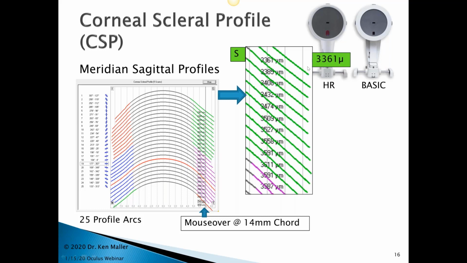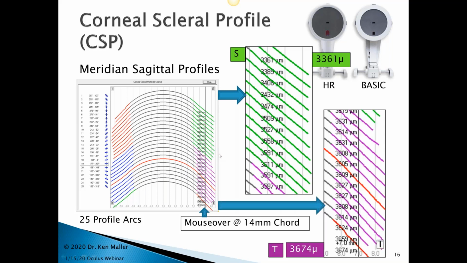And you can see that I made this a little larger here, so you can see that the sagittal depth at 14 millimeter chord at that top line over here, it has a value of 3,361 microns. So that's telling you exactly where that is in space. Down here at the bottom on the temporal, I did the same exact thing, and you can see here I blew this one up to see 3,674 microns. And the thing that you should take away from this is that even at a chord of 14 millimeters, which is a fairly small diameter, we have a difference of over 300 microns between the superior and the temporal portion of where I took this cross section.